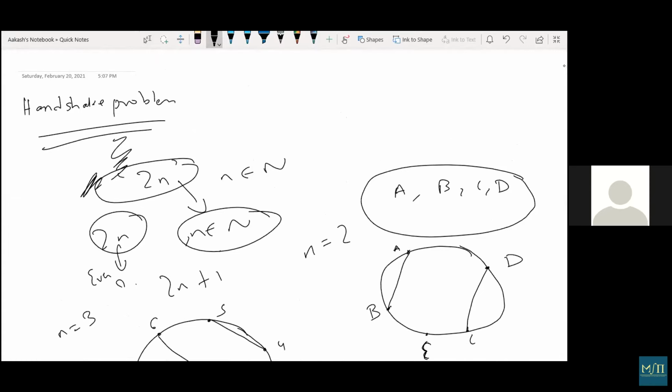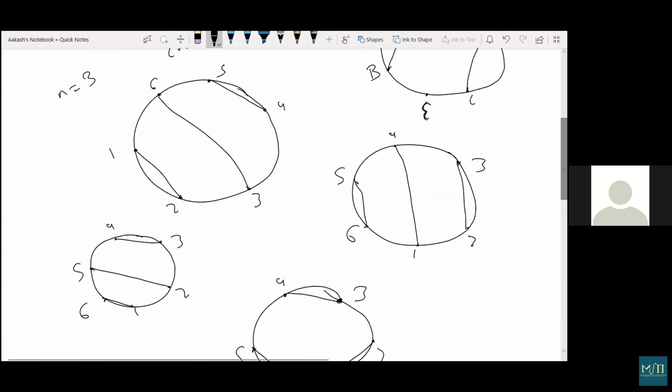So the handshake should be simultaneous, and the hands should not cross each other when you have an overhead view. When you are looking from above, the hands should not cross each other. The handshake should not be seen as if it is crossing. Okay, so that is the restriction which we have.